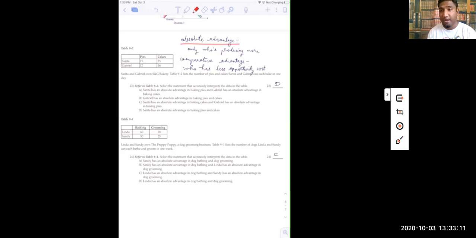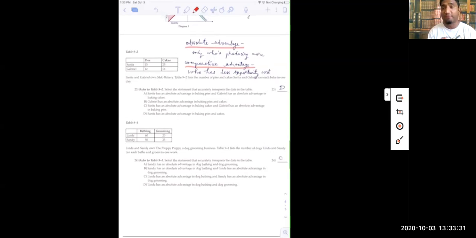When you talk about comparative advantage, we have to think in terms of opportunity cost. Which guy has less opportunity cost? So if somebody has less opportunity cost of producing something than you, then he has more comparative advantage than you.